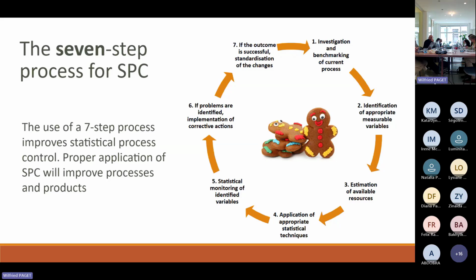Usually we use what we call a 7-step process in statistical process control, and these 7 steps can be enumerated as you see in this figure. We start with the investigation and benchmarking of the current process that we have. Then we need to identify the variables that we can measure that are relevant for the process. After this identification, we need to check if we have available resources to do the work, or to improve the process, or to check the process that we have in place.